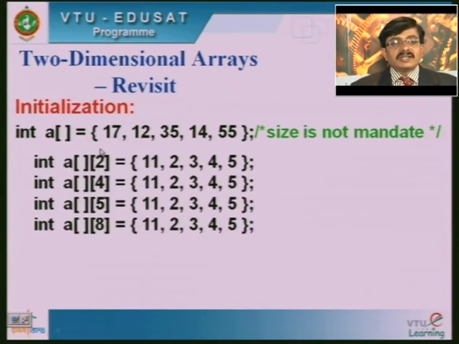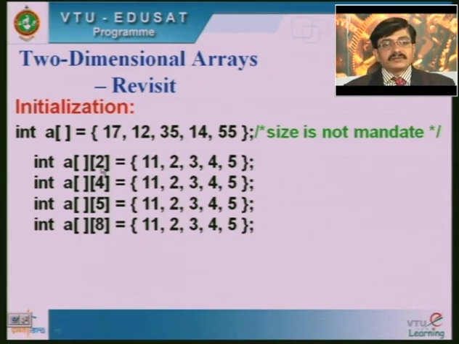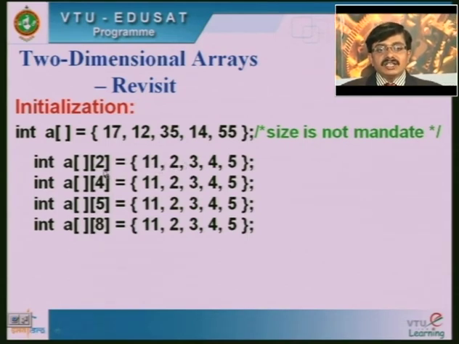Now, look at these particular declarations along with the initialization. In the first case, I am not mentioning the row size, whereas the column size I am mentioning as 2. It means I have some n number of rows and each row will have 2 elements. Here I am initializing with 11, 2, 3, 4, 5, the 5 elements of the array. Since each row will have 2 elements, 11 and 2 correspond to the first row, 3 and 4 correspond to the second row, and 5 and the remaining element will correspond to the third row.